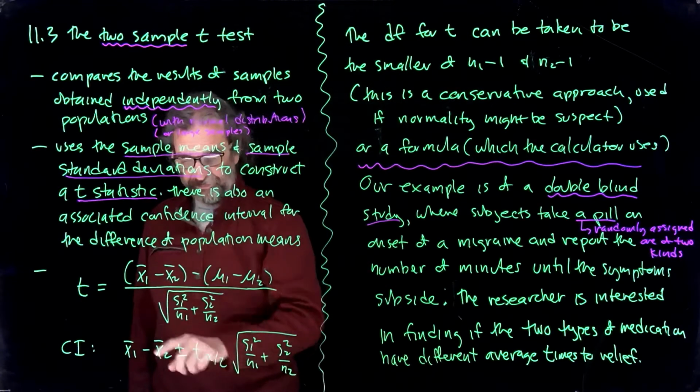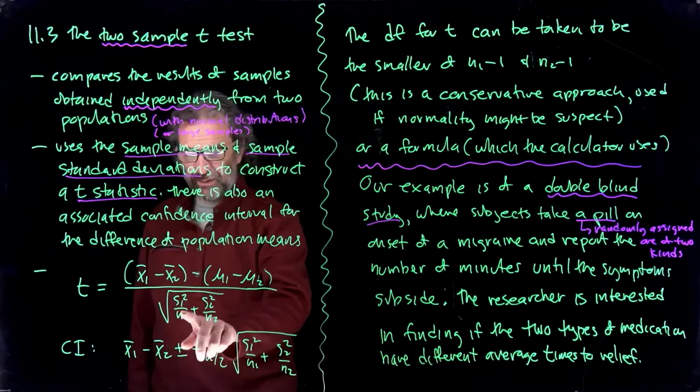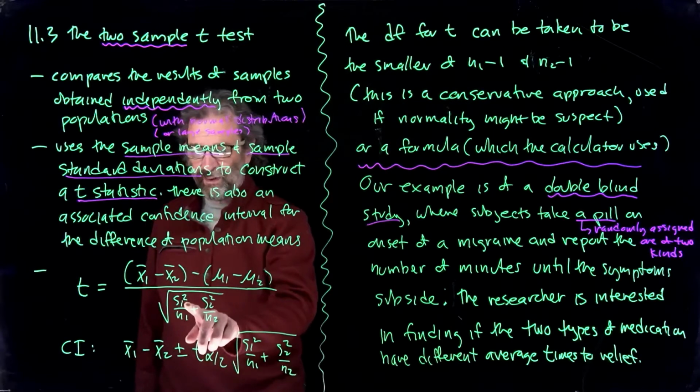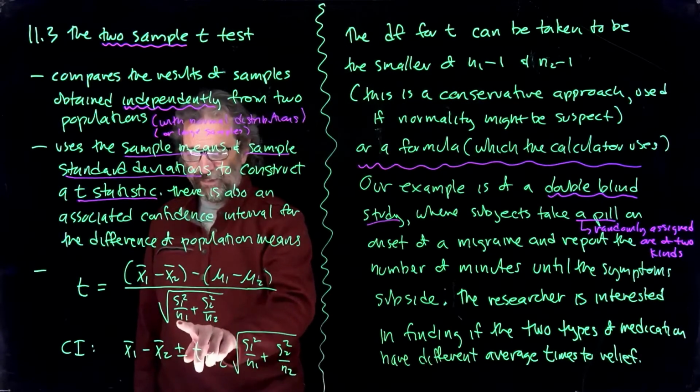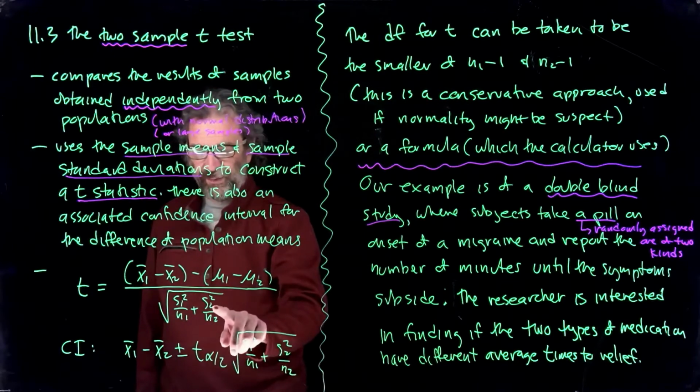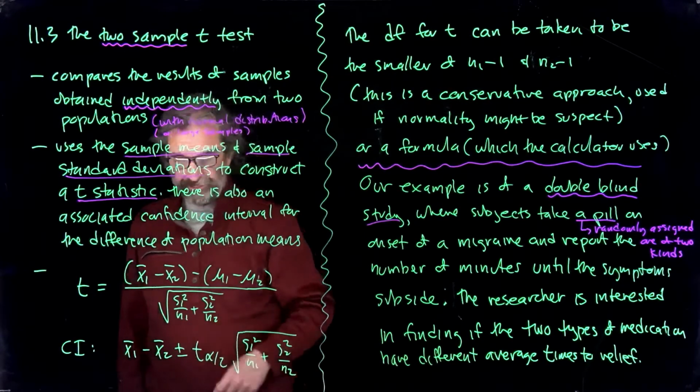So that works here. Here's the way the estimate works. Sample standard deviation of the first squared over the size of the first sample plus the sample standard deviation of the second squared over the size of the second sample. And then you take the square root.